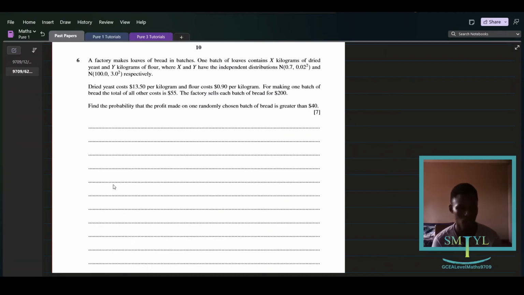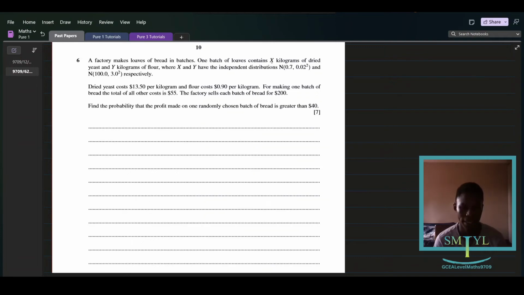Dried yeast costs $13.50 per kilogram and flour costs $0.90 per kilogram. For making one batch of bread, the total of all other costs is $55. The factory sells each batch of bread for $200. Find the probability that the profit made on one randomly chosen batch of bread is greater than $40.